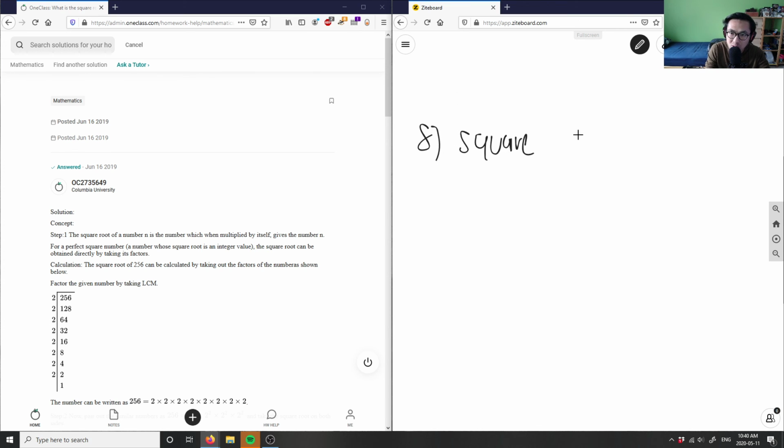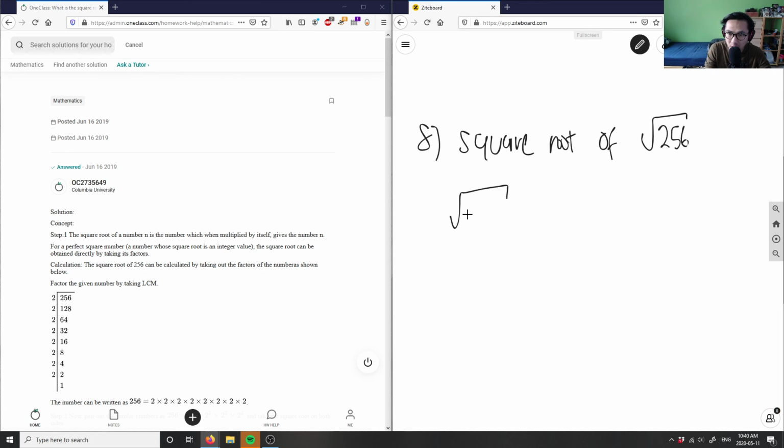Square root of 256. And again, we can either use the long division as given here, or we can use a simplified radical form. In this case, I'm going to use a simplified radical form. So 256 here.